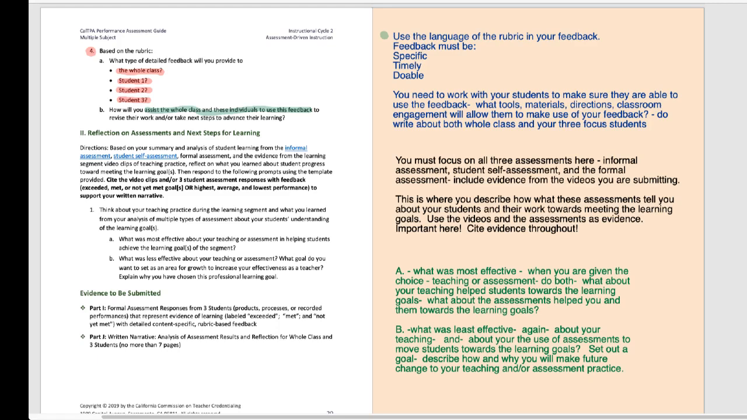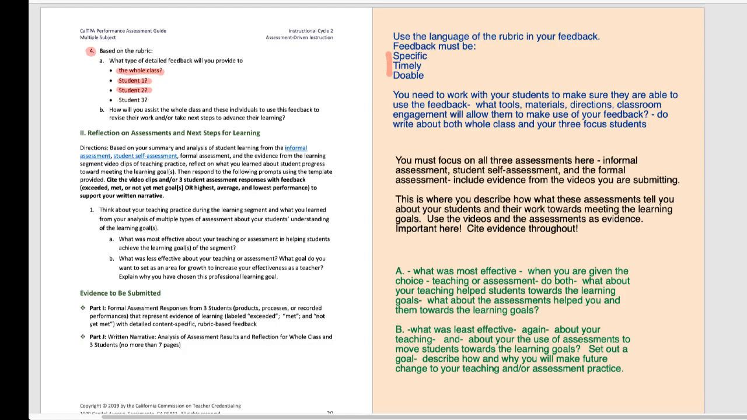Everybody is clear on what the learning goals were and what needs to be worked on. So I'll say it again. In your feedback, use the language from your rubric and from your learning goals. Now, this is a different piece down here. Your feedback must be specific, timely, and doable.